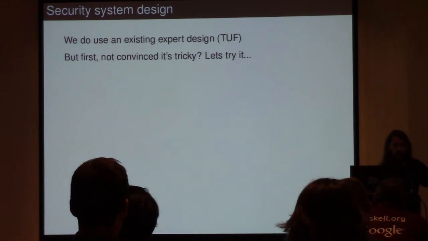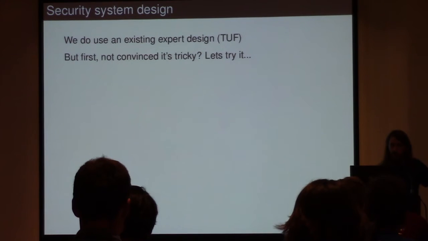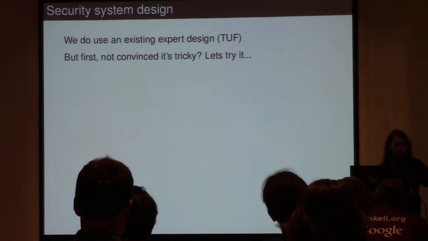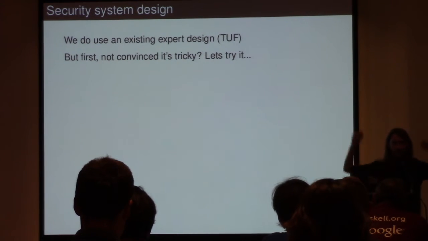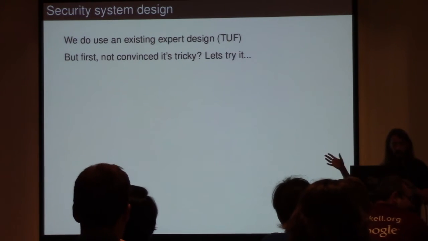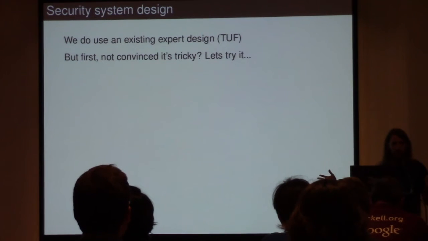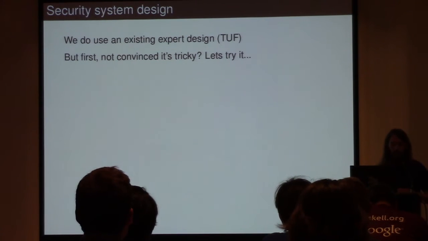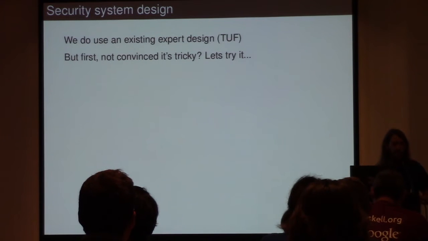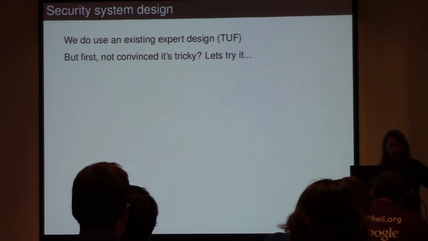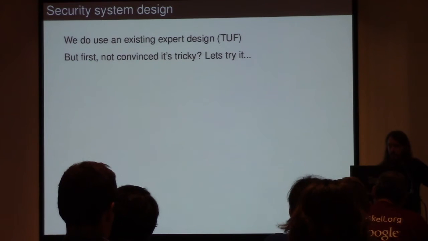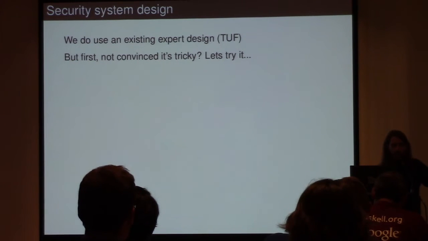We're using a design by existing experts called Tough, the update framework, which I will talk more about in a second. But before we get there, let's play the game of coming up with the first thing we thought of and seeing why it doesn't work. Tough explains why a whole bunch of things don't work. They've got a bunch of papers, but let's go through it together, and you'll see. I came up with one of these as well, and if I'd done the first thing I thought of, it would have had all of these flaws. So let's have a look.